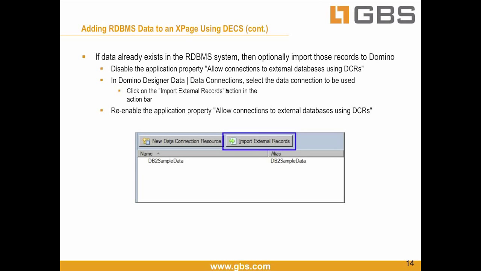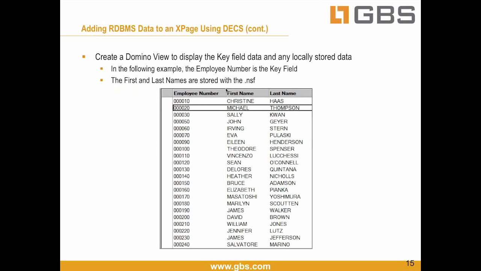If data already exists in the relational database, then optionally you can go through the designer and import those external records. So you can go in and say, okay, there's already data in the relational database. I'm creating the Domino front end via the DCRs, so I want to import any existing data that already exists in the relational database into Domino. So that would import the key fields and any of that local data that I set up in my form, via the DCR record there.